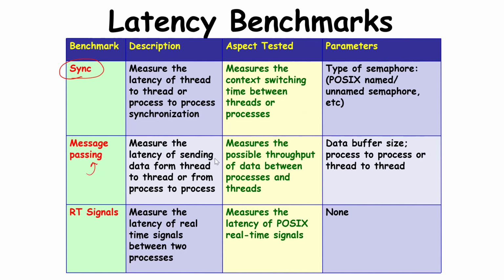Then we look at message passing, which measures the latency of sending a message from thread A to thread B or process A to process B. So that can also give you an indication of the possible throughput, and it is parameterized by the buffer size, right? So how much buffer space do we allocate? Then let's say one process, which could be the kernel, is sending a message to another process, which is not really a message, but it's actually a signal, right? So as we have said, interrupts and signals are kind of contrasting mechanisms.